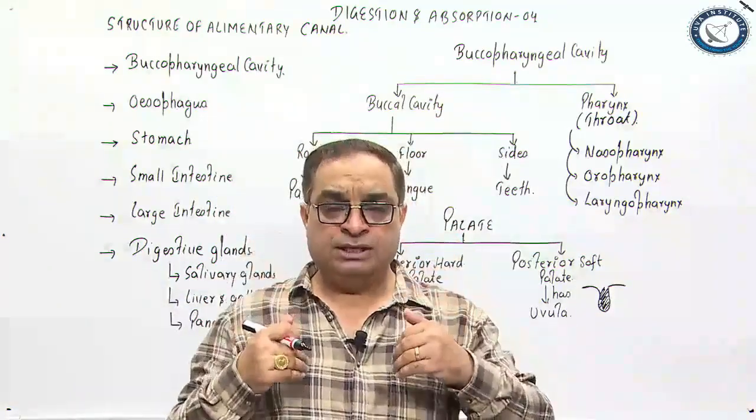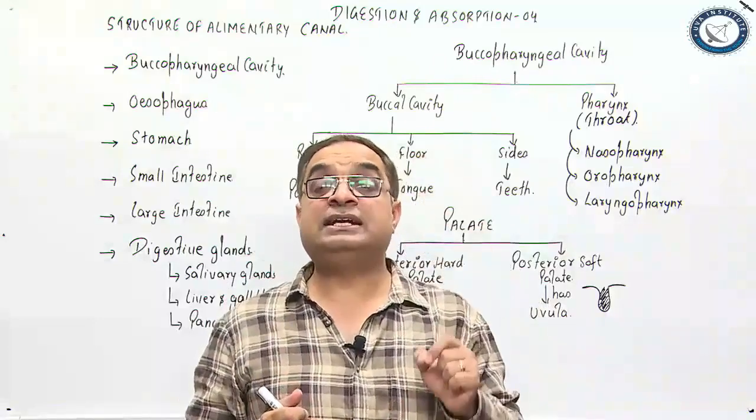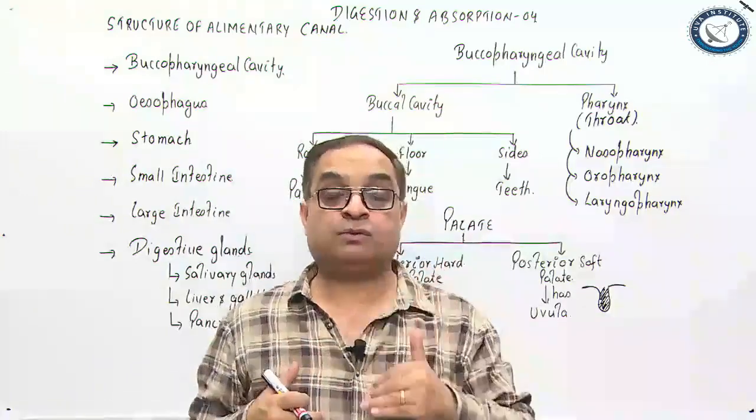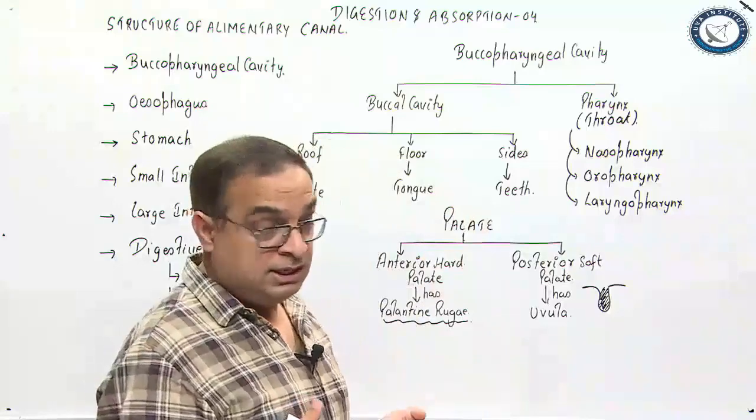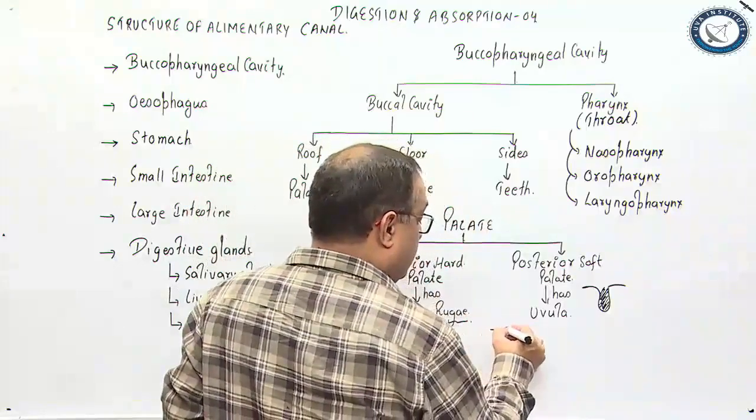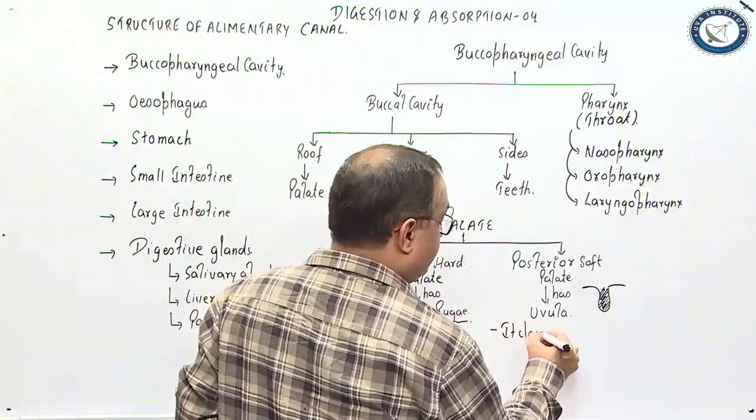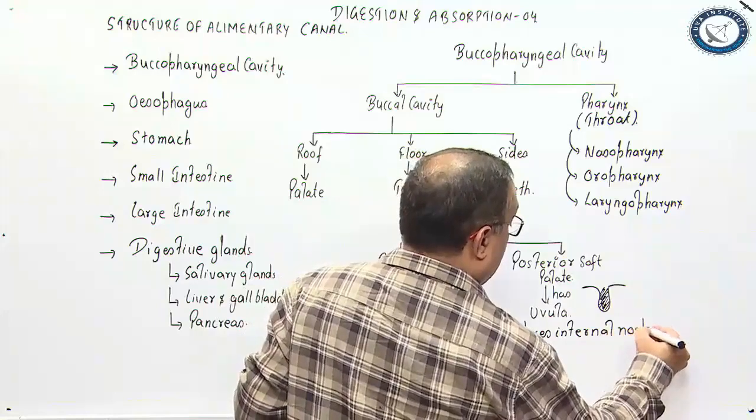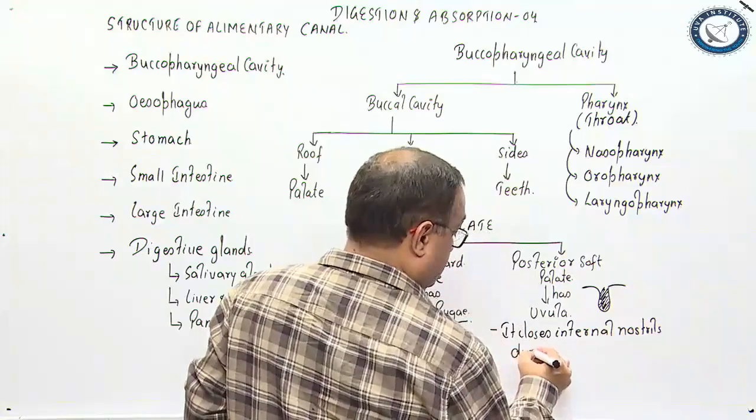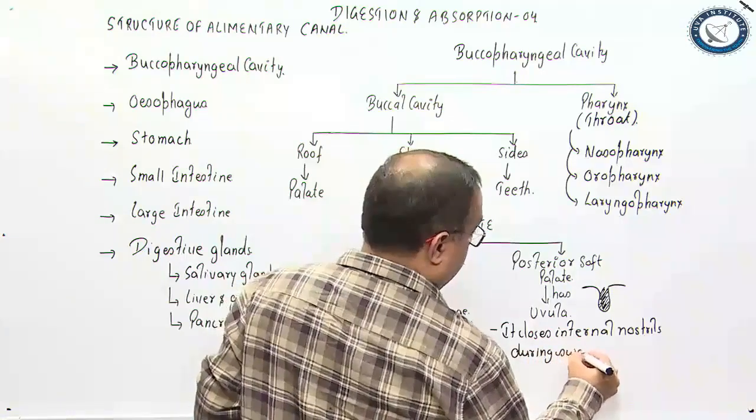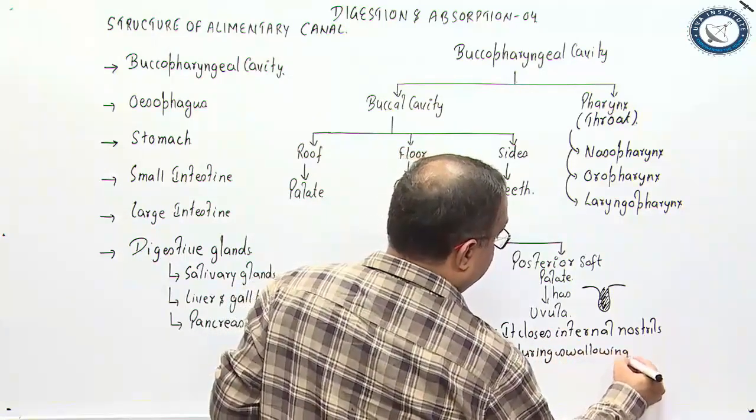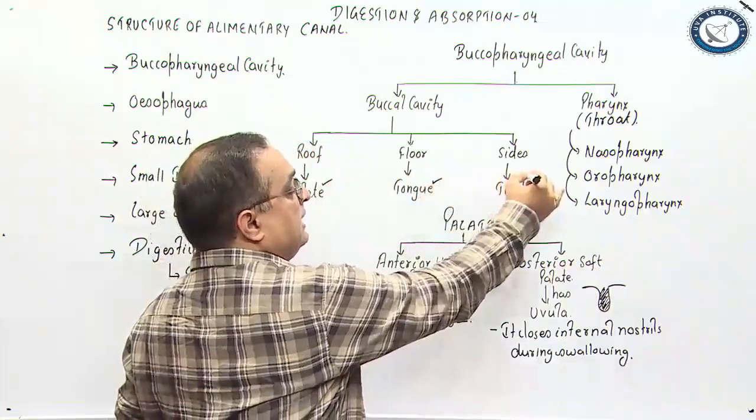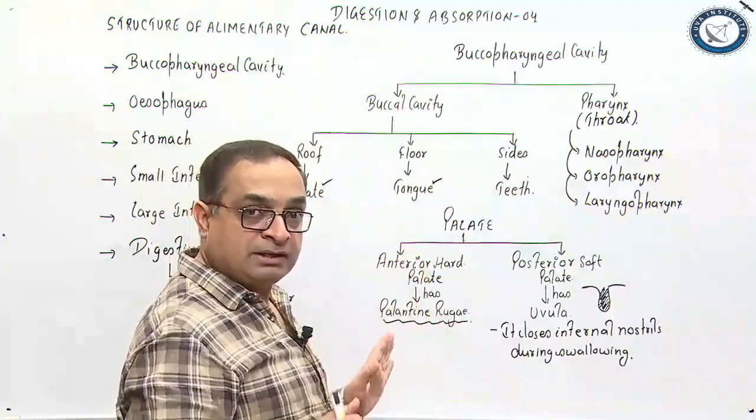What is the function of this uvula? See, when you swallow food, the uvula moves upwards to close the internal nostrils so that the swallowed food goes downwards towards your esophagus and does not go upwards towards the internal nostrils. So uvula, I'm writing here, closes internal nostrils during swallowing. So we have to discuss palate, tongue and teeth. Palate, as I told you, hard palate and soft palate.